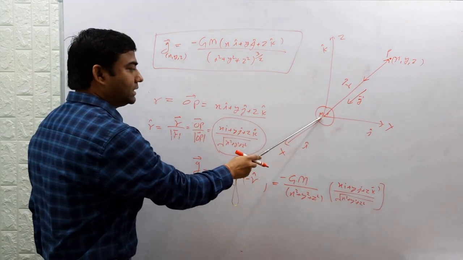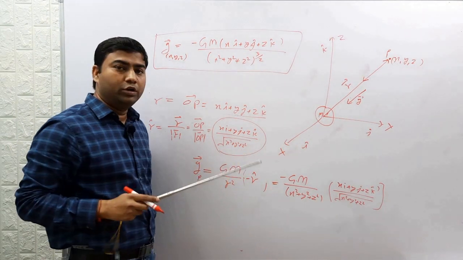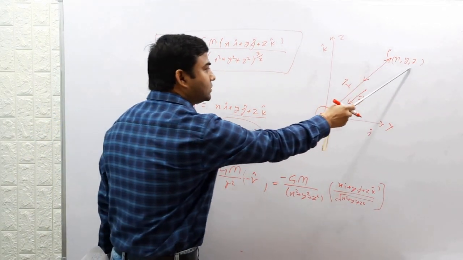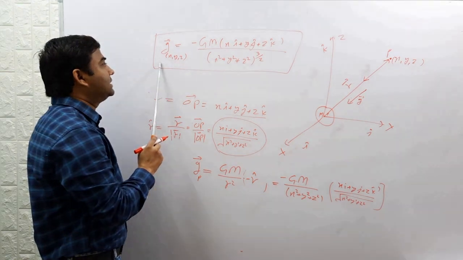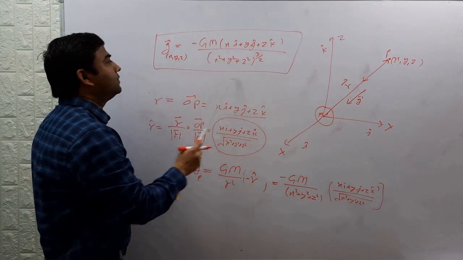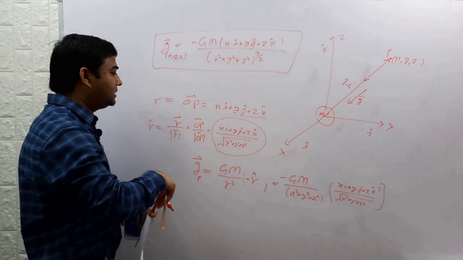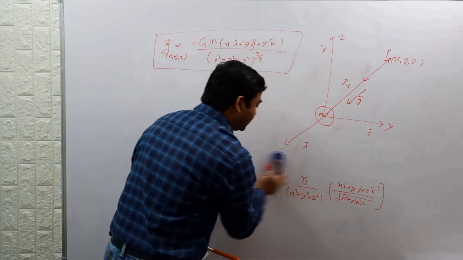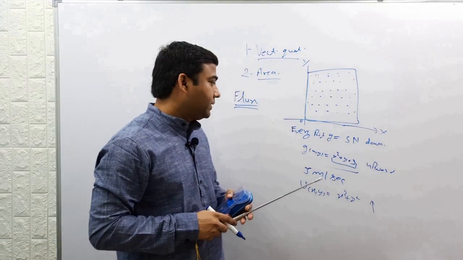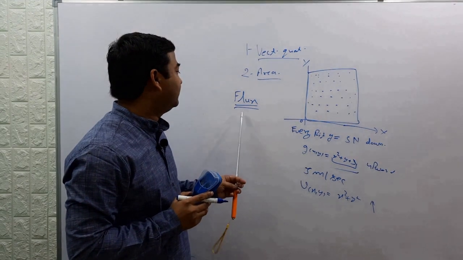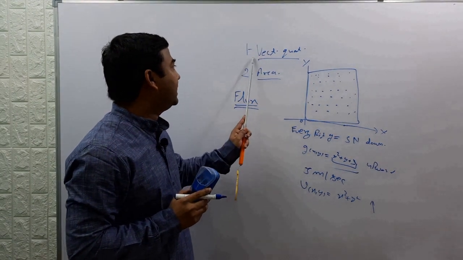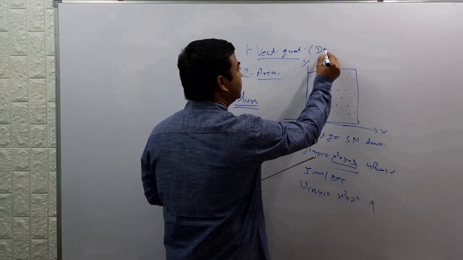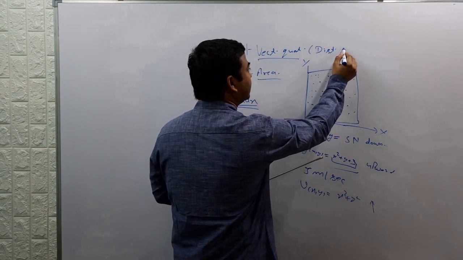The gravitational field due to this mass located at the origin of this Cartesian coordinate axis, at point x comma y comma z, is given by this vector function. This is the standard form of the vector function due to gravity. First of all, to define flux, we must have a vector quantity which should be distributed in space.